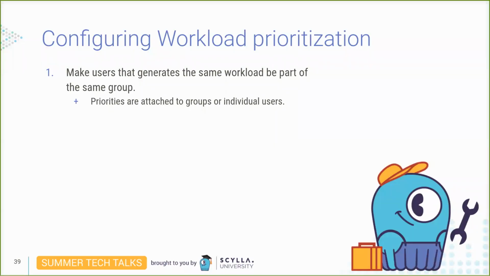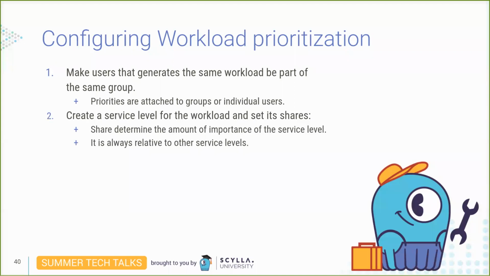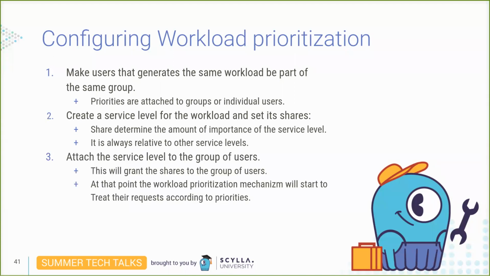Configuring workload prioritization is a three short steps process. First, we take all users that generate the same workload. We create for them a joined role and attach it to them. Then we create a service level for the workload and set its shares. As I said, the only configuration parameter is shares. Then we attach the service level to the users' joined role. From that moment on, they are collectively granted the shares and will participate in workload prioritization.